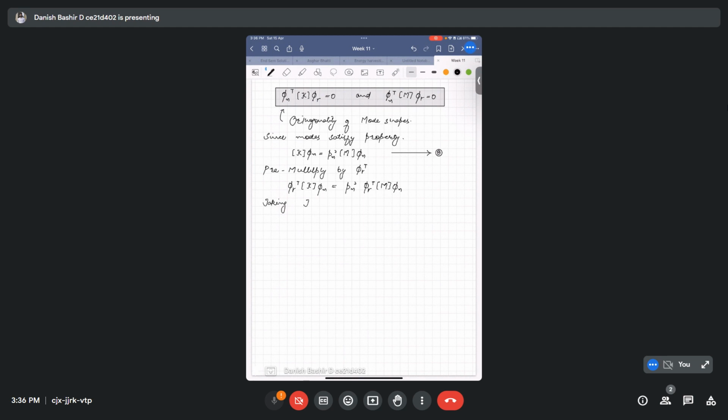taking the transpose on both sides, we will get the equation like this: phi n transpose, since k is symmetric, it will be k again. Phi r transpose whole transpose will be phi r. For a scalar, there is no use of transpose, so p n square, and it will be phi n transpose m phi r. Let us term this as equation 9.